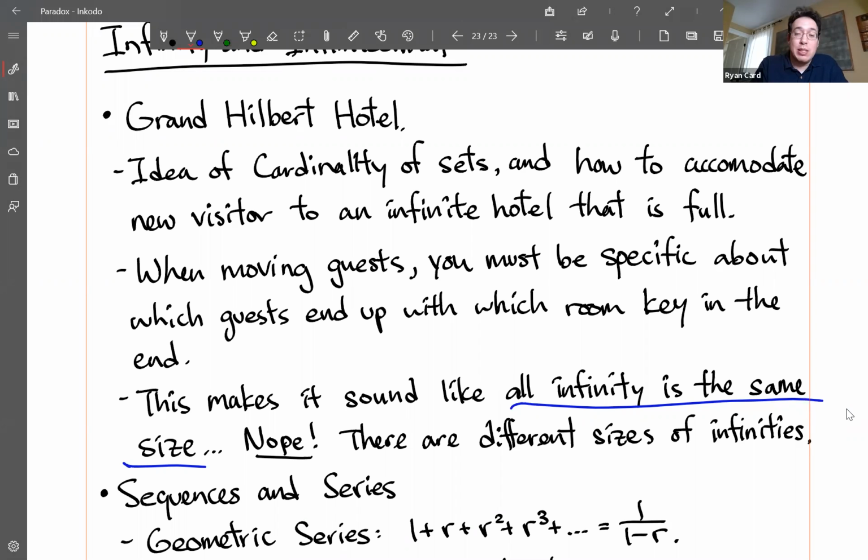But there are actually other sizes of infinity out there. We just didn't have time to discuss it in class. For example, if you're familiar with real numbers, if you include irrational numbers like square root of 2 or pi and so on, the set of all possible real numbers is a bigger size of infinity than all the integers. So there are different sizes of infinity out there. We just didn't have time to discuss it or to prove that. I wanted to make sure you knew that before we end the class.